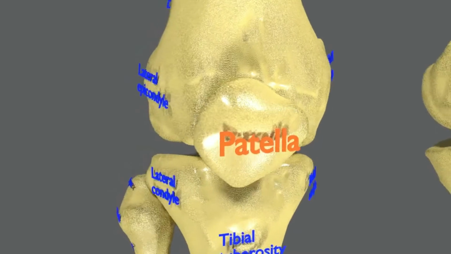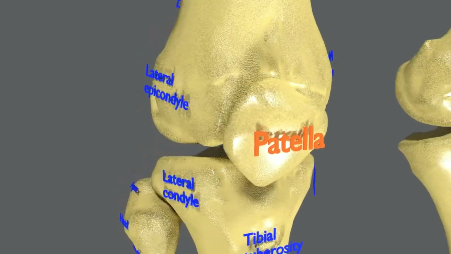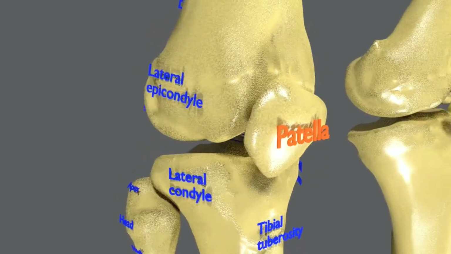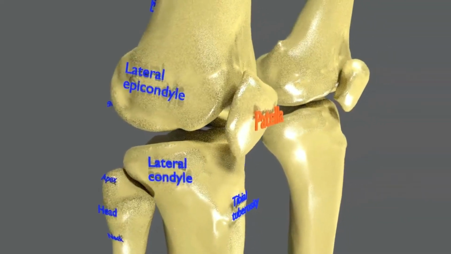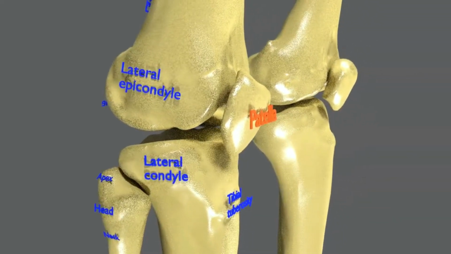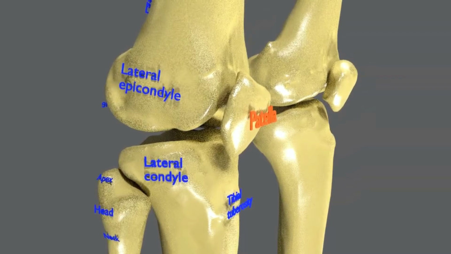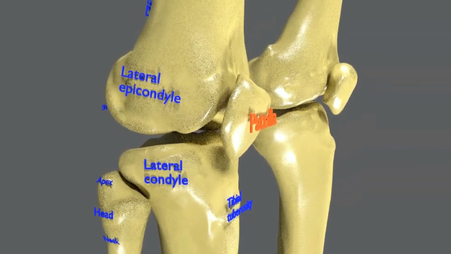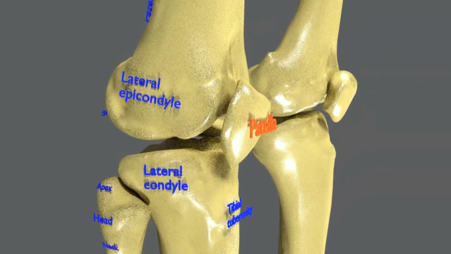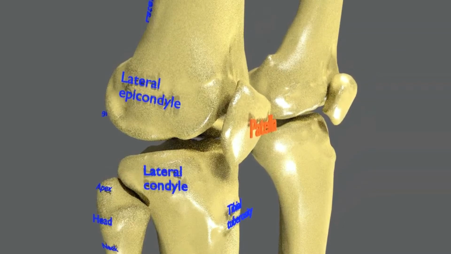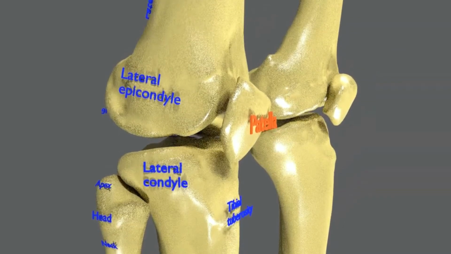In this view, you can see the lateral epicondyle of femur, lateral condyle of tibia, and upper end of fibula with its apex or styloid process, head and neck. The medial side of the head of the fibula has a facet for articulation with the inferior surface of the lateral condyle of tibia.